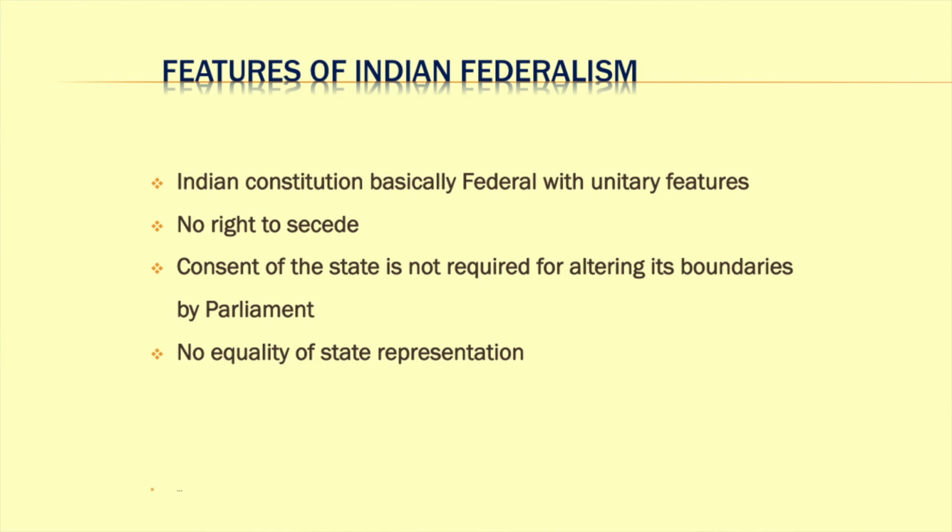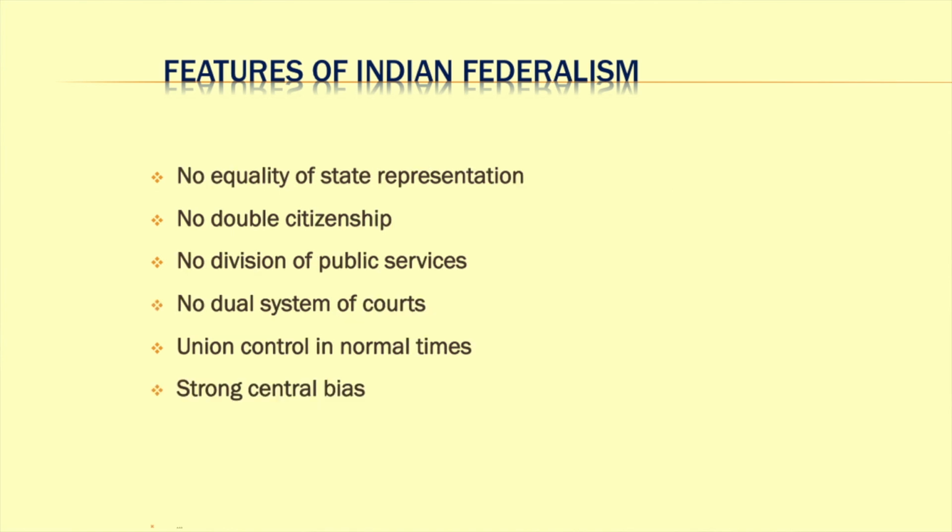Indian Constitution is basically federal with unitary features, and no right to secede from the Indian Union, and consent of the state is not required for altering its boundaries by Parliament, no equality of state representation in the upper house of the Parliament, no division of public services, no dual system of courts, union control in normal times, and strong central bias. These are the features of the federal system.